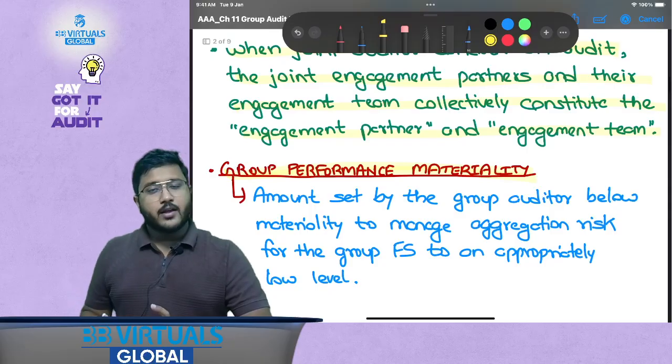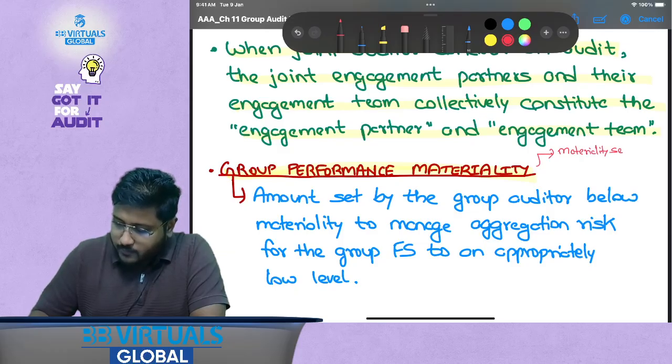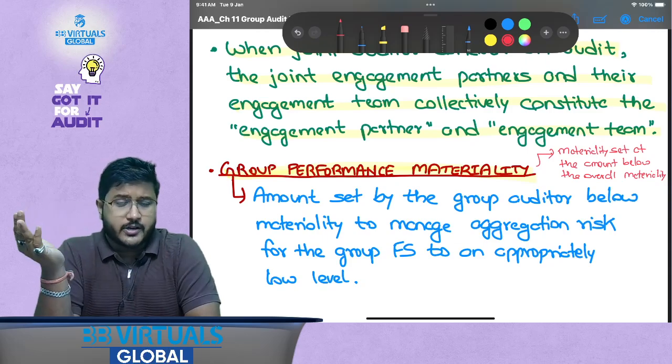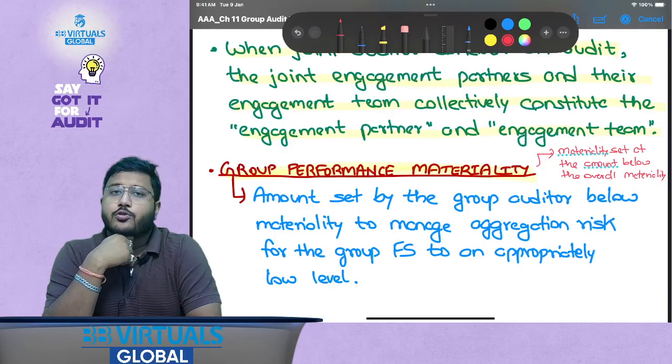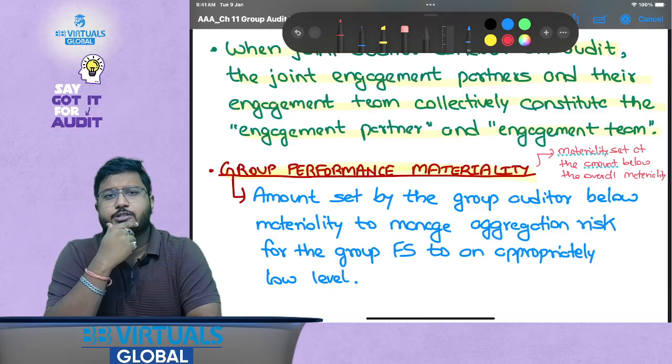What is performance materiality? Materiality set at an amount below the overall materiality, to prevent the overall financial statements from having material misstatements above the material amount set by the auditor as a whole. Now this is very important. This concept is applied to the group similarly to how it is applied to a standalone financial statement, a standalone audit.